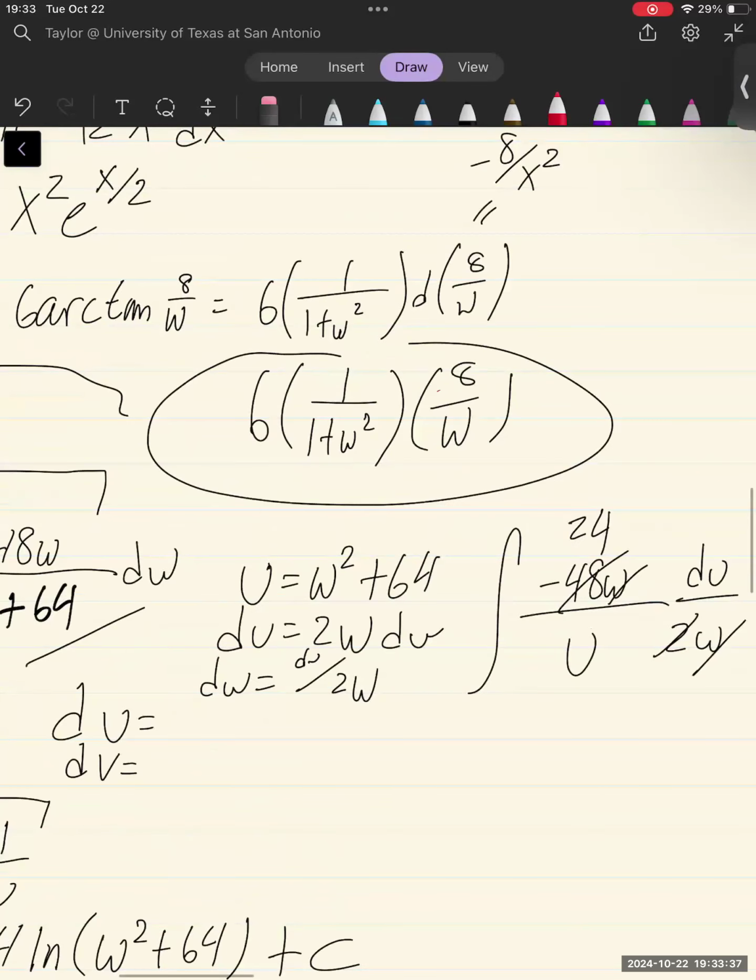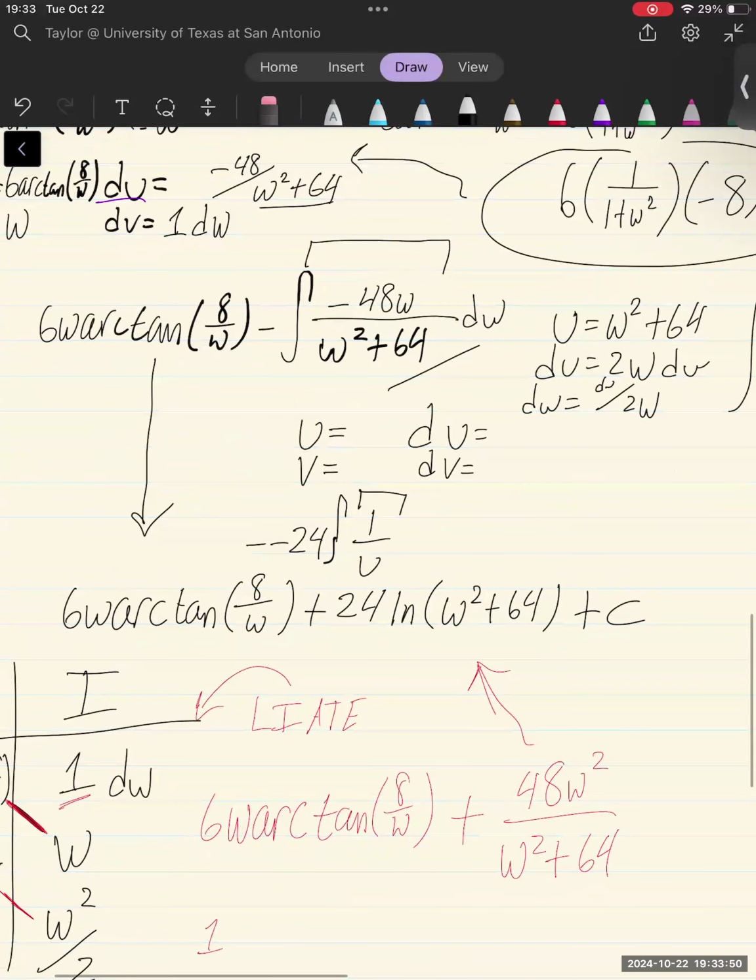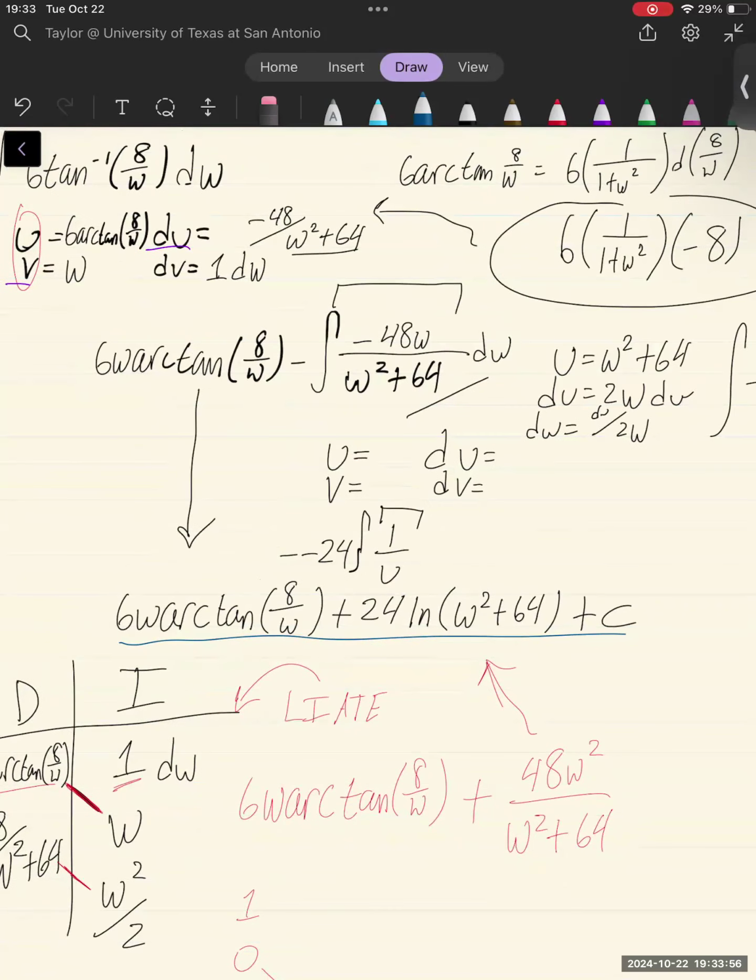Oh, did I miss a negative right here? Oh, there we go. Thank you. -8. Yeah. So all in all, though, moral of the story, final answer is right here. And in this case, tabular method didn't work because we have arctan and no polynomials.